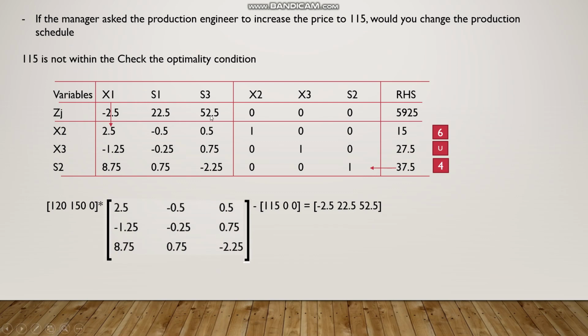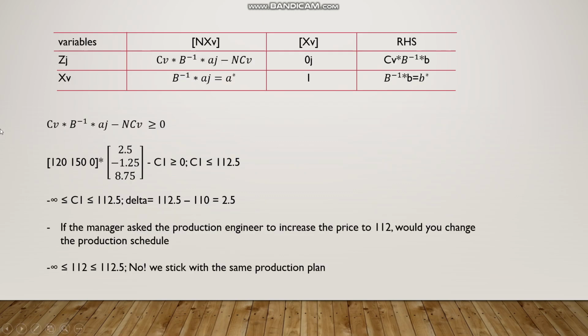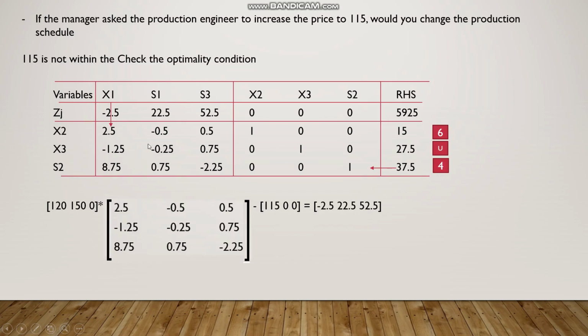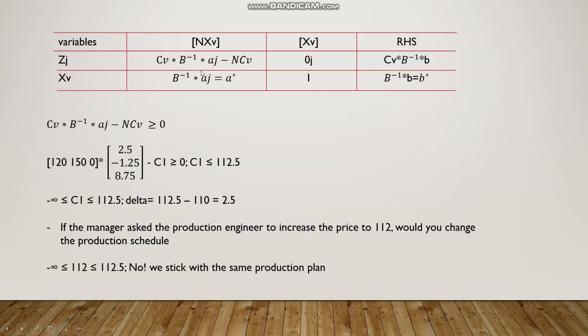So let's say the other scenario, if he asks you to increase the price to be 115. Then we're going to check if it's within the range of our optimality solution. So 115 basically is not within the optimality range. So we should recalculate this matrix again. If you recalculate it using these equations, you have the same basic solution. This matrix will not be changed. This matrix will not be changed. So the only matrix that will be changed is over here.